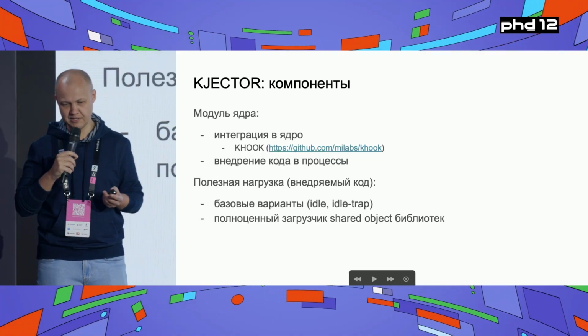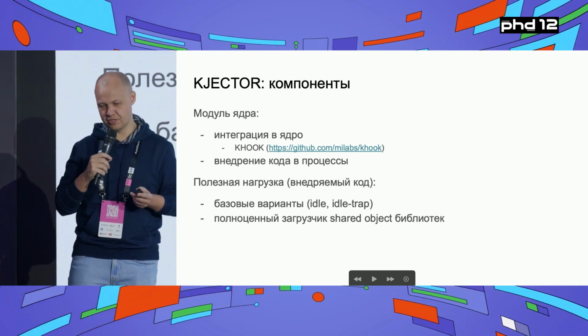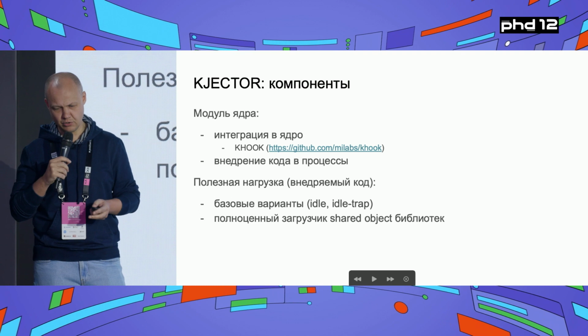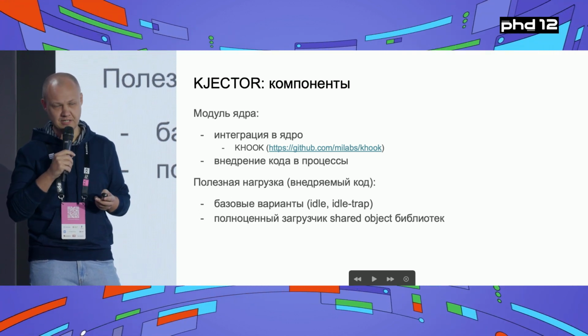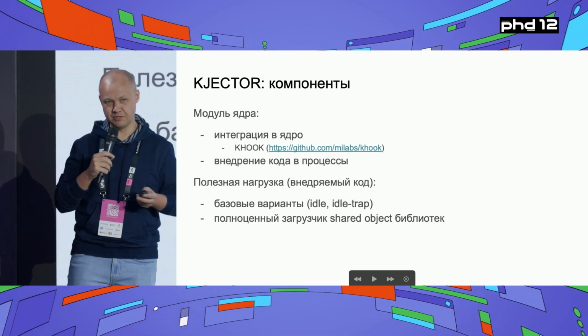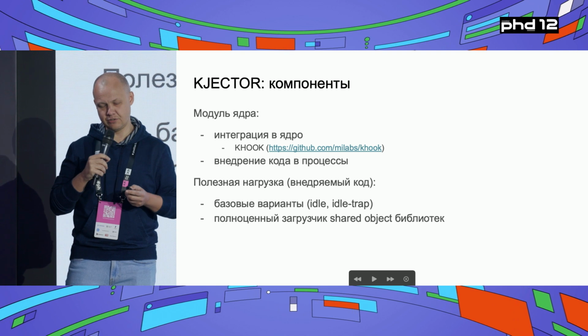I have analyzed the experience of those who came before me, and I came up with this conclusion that all the kernel components used previously will be required here as well. So I have the kernel module, which is a library integrated into the kernel using the Khook library. And like I previously said, it helps us intercept symbols or functions in the kernel.